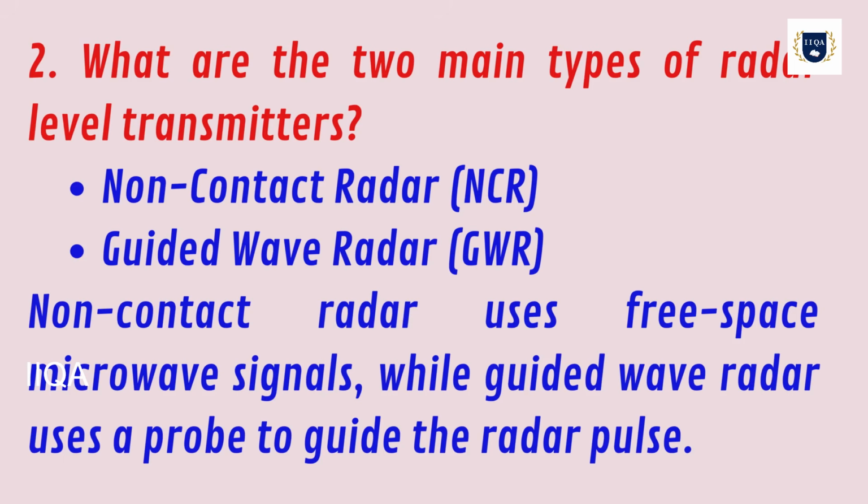What are the two main types of radar level transmitters? Non-contact radar (NCR), guided wave radar (GWR). Non-contact radar uses free space microwave signals, while guided wave radar uses a probe to guide the radar pulse.